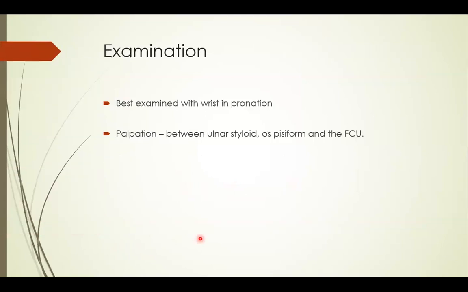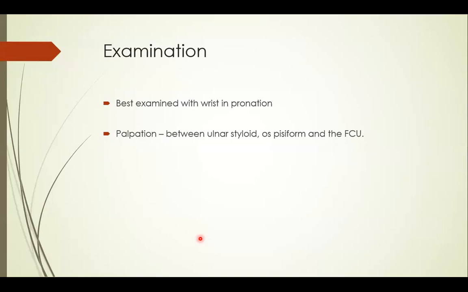Examination is best done with the wrist in pronated position, and to palpate for the TFCC, you have to palpate between the space of the ulnar styloid, os pisiform, and the FCU. Now, coming to examination, there are multiple tests of which I'll be talking about a few, but all of these tests on review showed that they have a good sensitivity, but the specificity is very low.